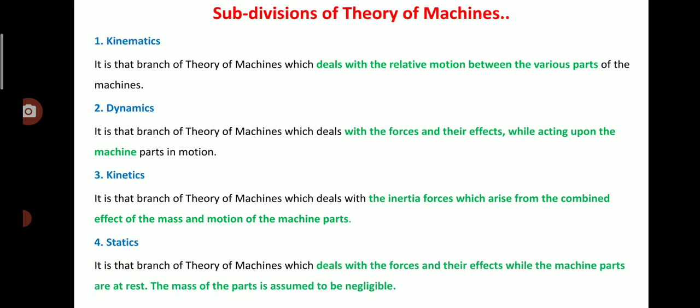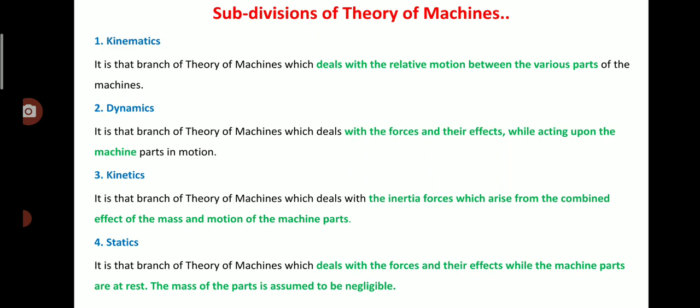Next is statics. It is that branch of theory of machines which deals with the forces and their effects while the machine parts are at rest. Statics means steady position, or there is no movement, equilibrium position, and that's why in this, the study is made related to the forces and their effects while the machine parts are at rest, and the mass of the part is assumed to be negligible particularly.